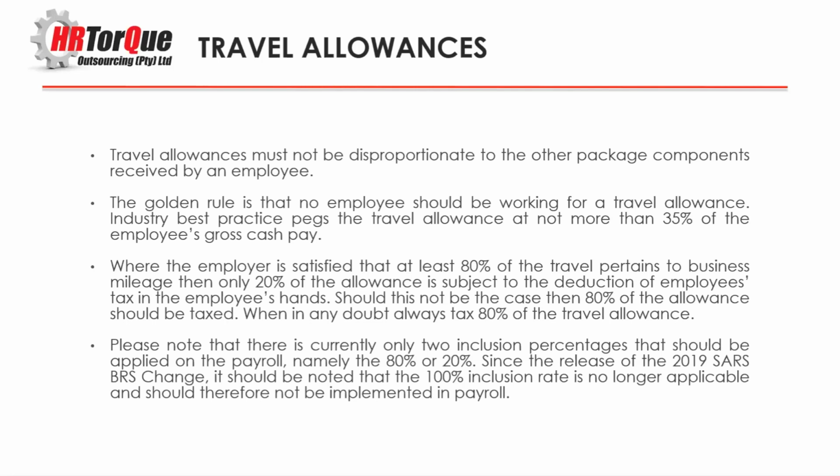Now, in the parallel environments, we've had situations in the past where employers have wanted to tax 100% of the travel allowance. I'm not sure why they would do that. To me, that's showing that they're not confident that they've applied the legislation correctly. But that 100% is no longer permitted. The SARS BRS that they issue is basically the document that describes all the codes and their practices, and it has done away with the 100% inclusion. So payroll systems now can only include 80 or 20% of the travel allowance.